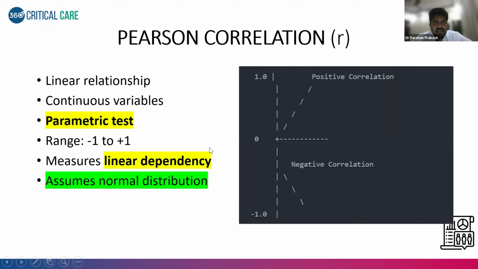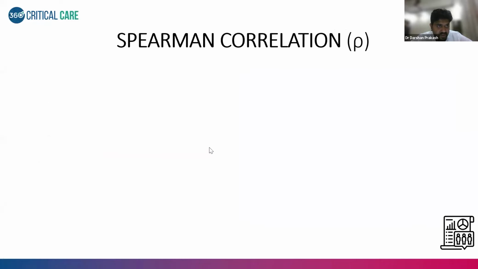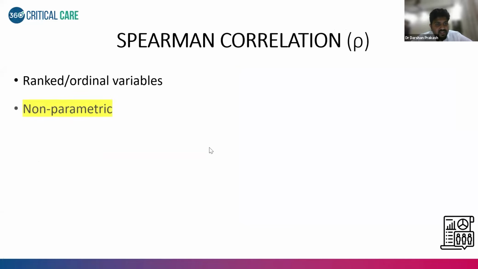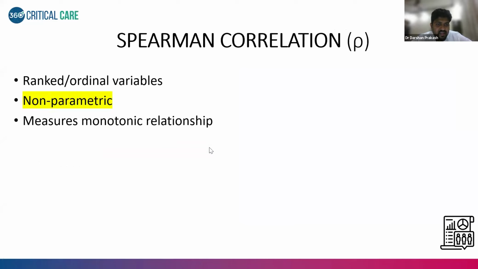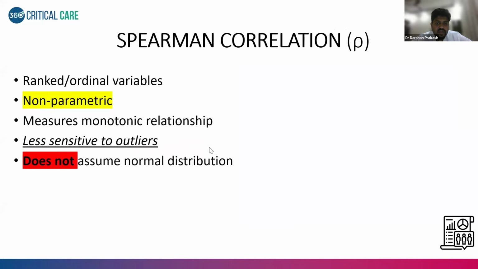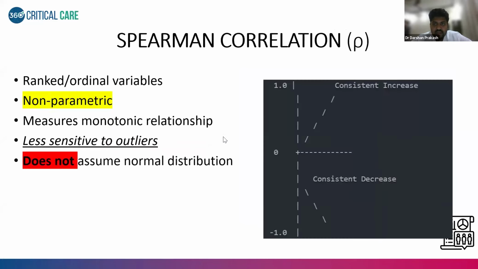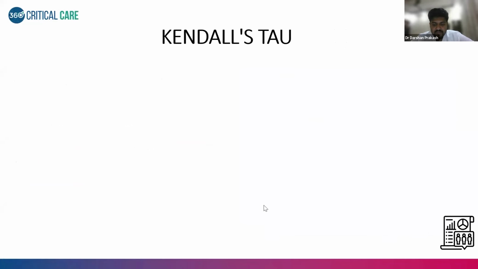Coming to Spearman's correlation. Spearman correlation usually takes into account ranked or ordinal variables. It is non-parametric. It measures monotonic relationships, is less sensitive to outliers, and does not assume a normal distribution. Here the thing which we take into account is consistency of the increase or the decrease. So the only thing that we need to know is it takes into account ranked data or ordinal data. The other important thing is we all know Spearman correlation is for non-normally distributed data. If it's non-normally distributed, the probability of outliers goes up, right?